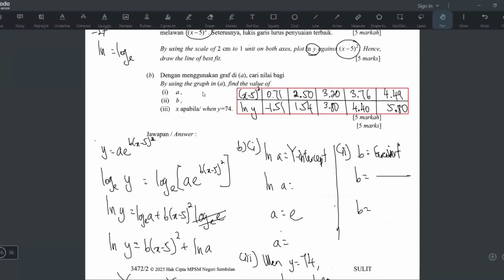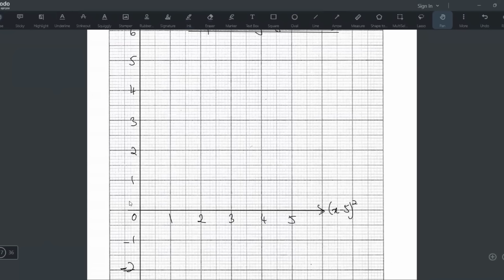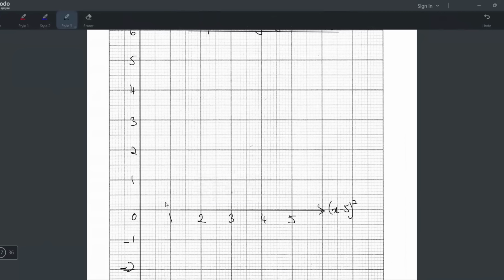Okay, so let's plot the first point: 0.71, negative 1.51. The scale here is 2 cm to 1, so one small box is 0.1. If you're looking for 0.71, 0.5 is here, 0.6, 0.7. 0.1 is 0.7, add just a little bit. So it's roughly here. Even if you plot at 0.7 also, it's fine, because 0.7 and 0.71 are literally so close. They are so near.